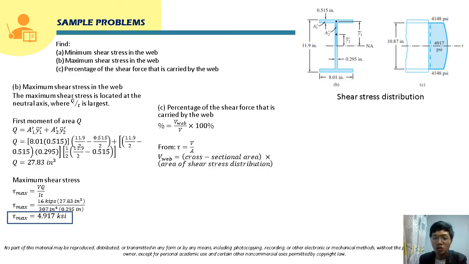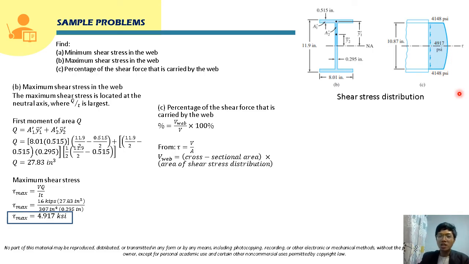So, let's draw our shear stress distribution, class. This is the shear stress distribution. Earlier, at the junction of the flange and web, we already solved the shear stress here. The shear stress here is 4.148 ksi or 4,148 psi. That's how it looks here. Then at the neutral axis, the shear stress is 4,917 psi. So it's a bit larger here, right? From here it rises, and this is where the maximum will be. It's symmetric, so the shear stress distribution below is the same.